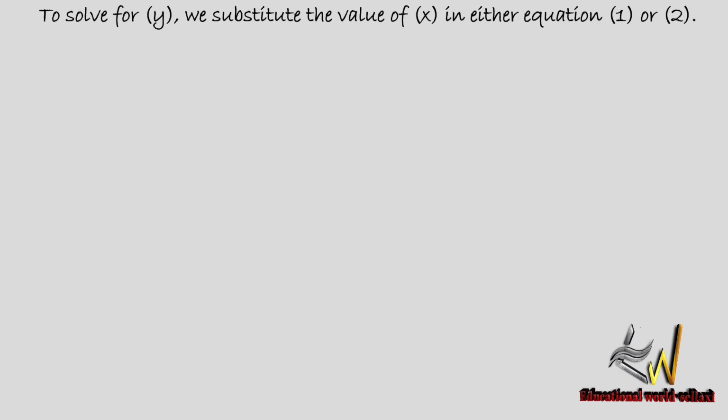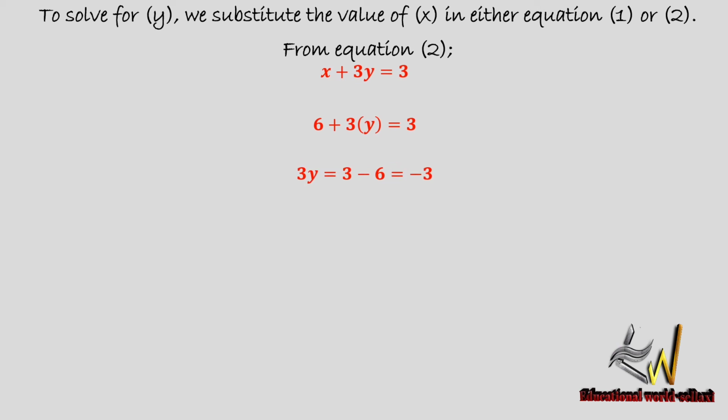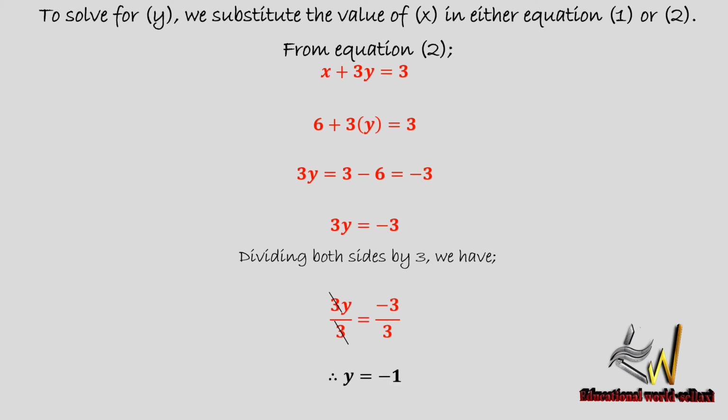Then we go straight to solving for y. To solve for y, we substitute the value of x in either equation 1 or 2. I choose equation 2, which says that x plus 3y is equal to 3. The value of x there is 6. So 6 plus 3y is equal to 3. Collecting like terms now, 3y is equal to 3 minus 6, which is equal to minus 3. So 3y is equal to minus 3. When I divide both sides by 3, I have that 3y over 3 is equal to minus 3 over 3. The 3's cancel out, then y is equal to minus 1. So we've been able to solve those equations simultaneously.